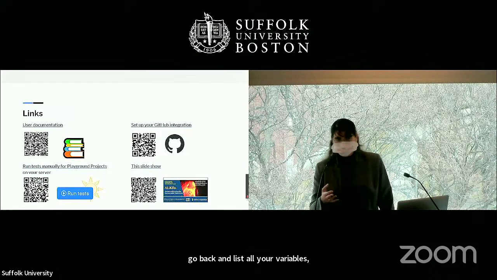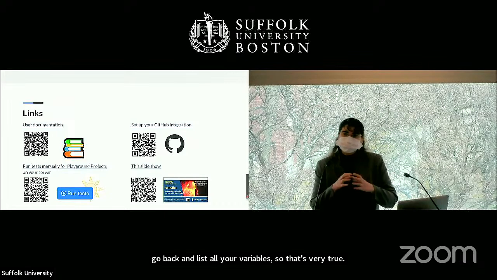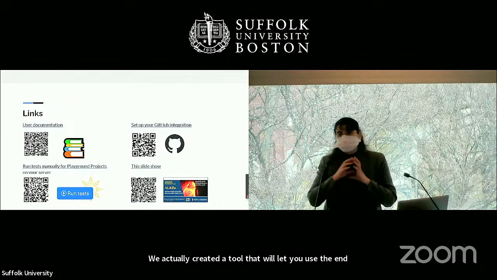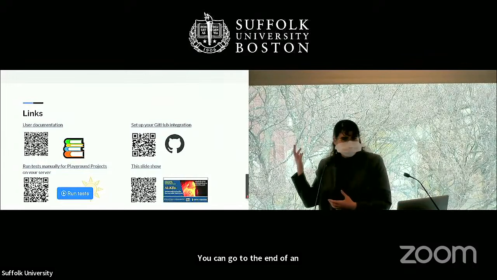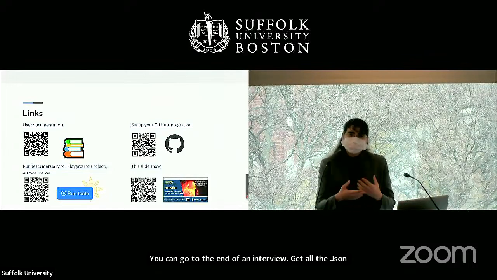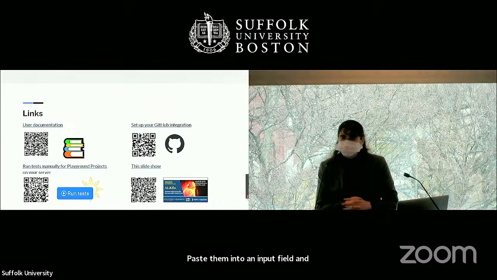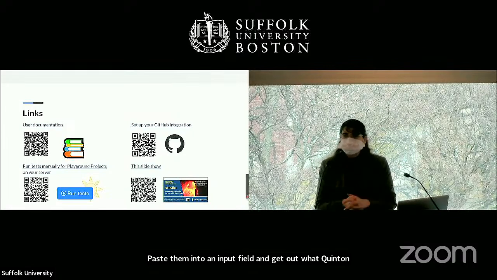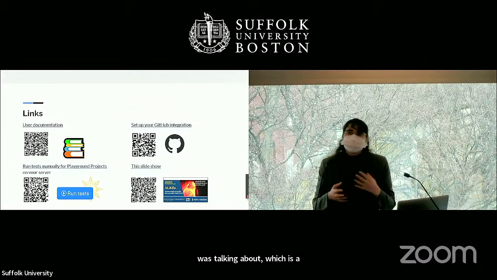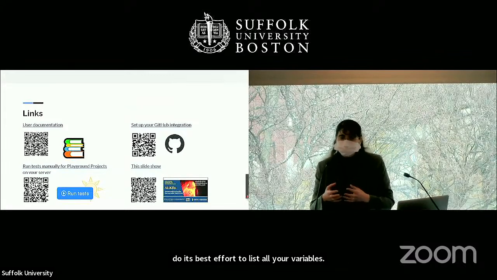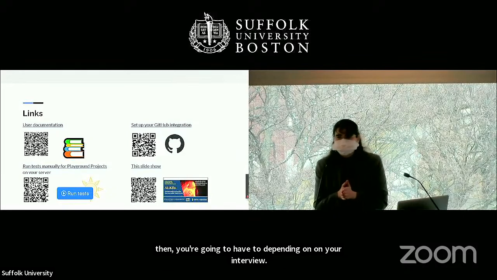That's very true. We actually created a tool that lets you use the end of your interview. You can go to the end of an interview, get all the JSON variables, which I'll show in another presentation, paste them into an input field, and get out what Quentin was talking about, which is a story table test that will do its best effort to list all your variables. Then, depending on your interview, you're going to have to make some changes to polish it up, but it'll do the brunt of the work.